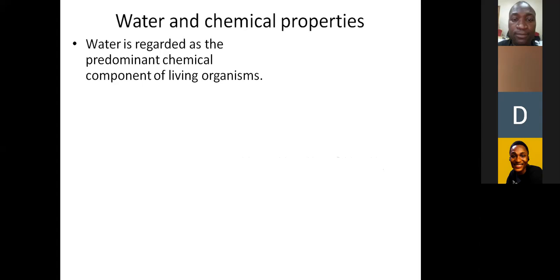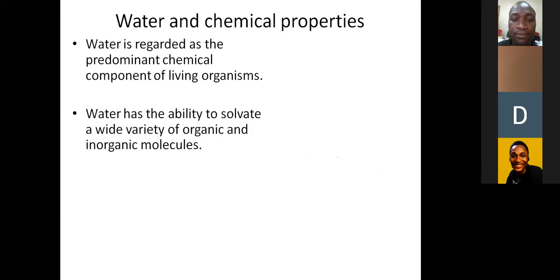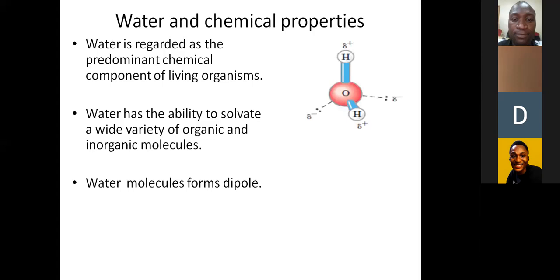So water and its properties, we know that water is regarded as the prominent chemical component of living organisms. You find it in all living organisms. It is very important because it has solvating ability. It's able to solvate a wide variety of organic and inorganic molecules. Water molecules form dipoles. The structure of the water molecule essentially indicates that water exists as a dipole. It has two poles. One is the positive pole, while the other is the negative pole. And that is one of the major defining factors in the behavior of water.